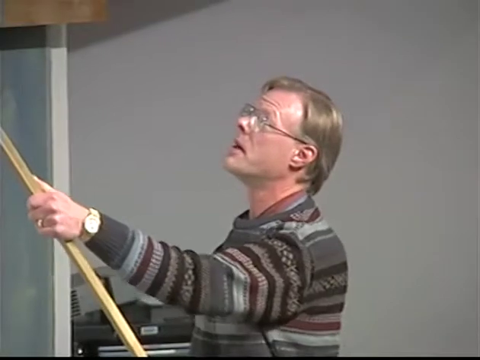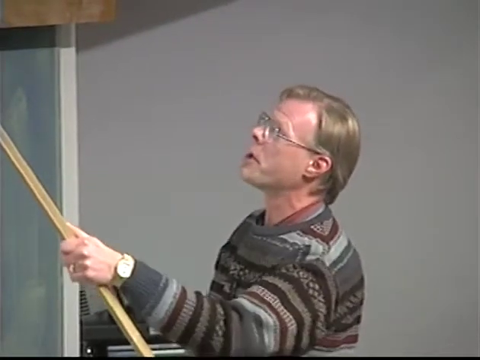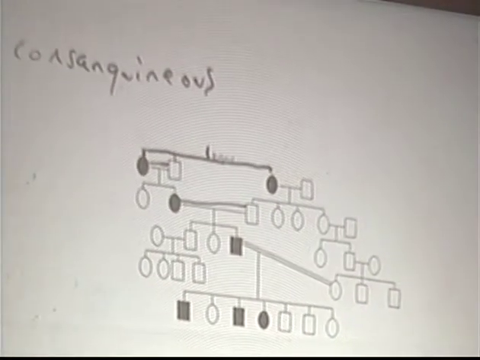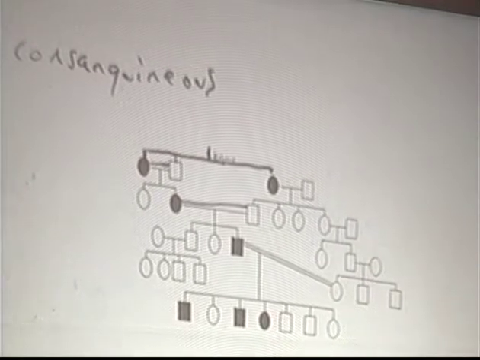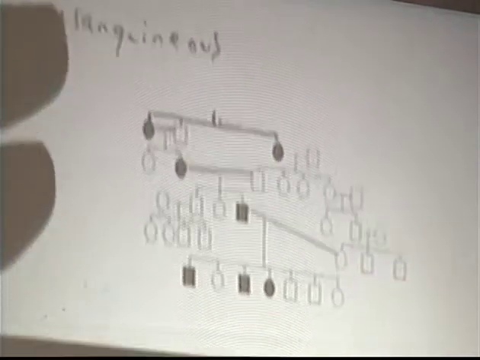The real telling one is the offspring of this male. He should produce all affected daughters and no affected sons because they inherit his Y. And yet he's got affected sons. So this must be autosomal. Okay, let's look at this one right here.